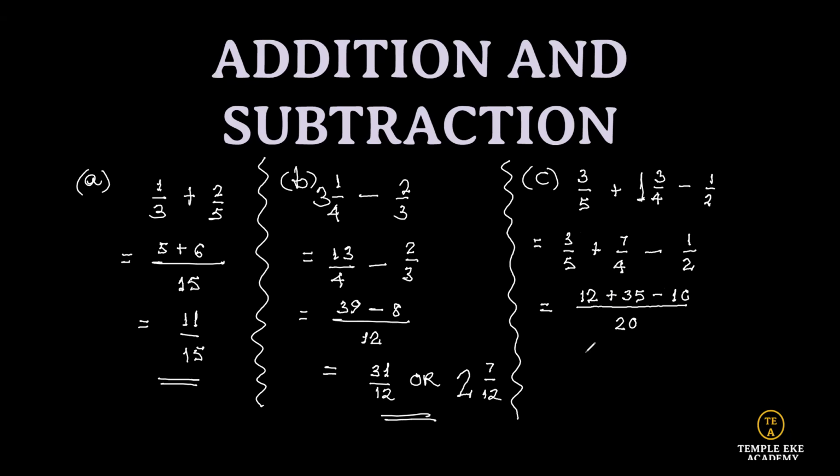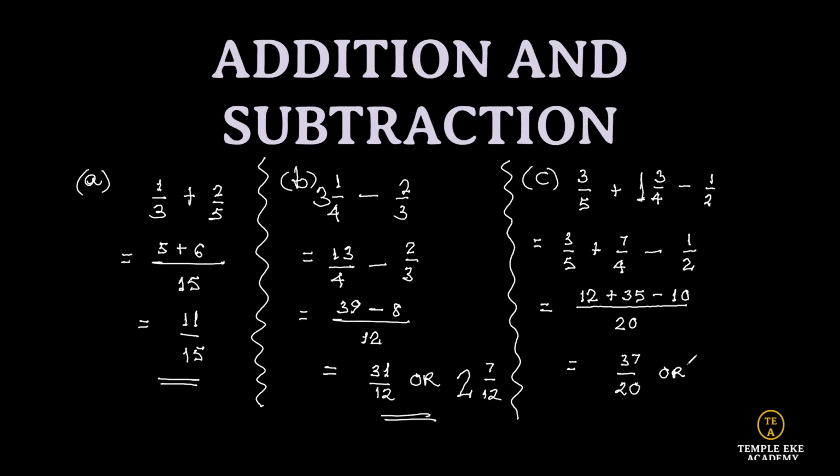And we can allow the numerators to interact according to the sign separating them. Let's take the positives together first of all. 12 plus 35 gives us 47. 47 minus 10 gives us 37 divided by 20. And this is the answer.